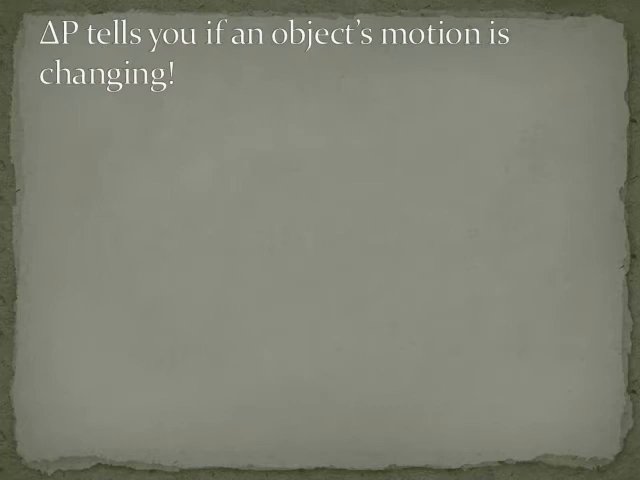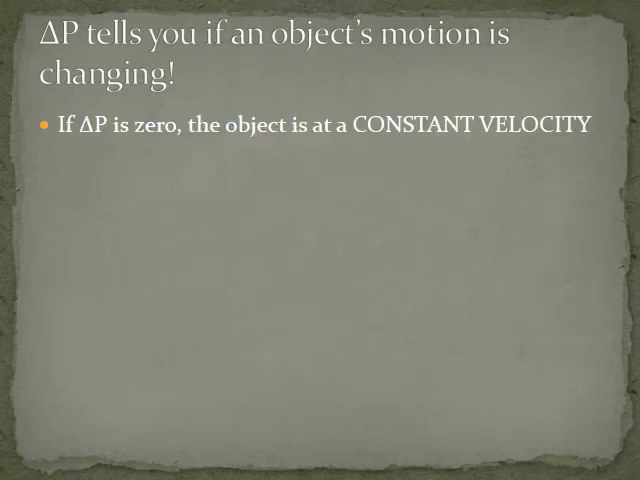So in this unit, instead of using the plain P that we were using in the last unit for momentum, we're going to be almost exclusively using DeltaP, which is change in momentum. And that's an important difference. If you mean to write DeltaP and you write P, you're telling me something completely different. So DeltaP is the variable that tells you if an object's momentum is changing or not.